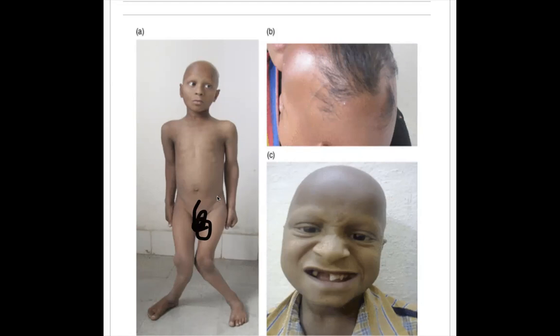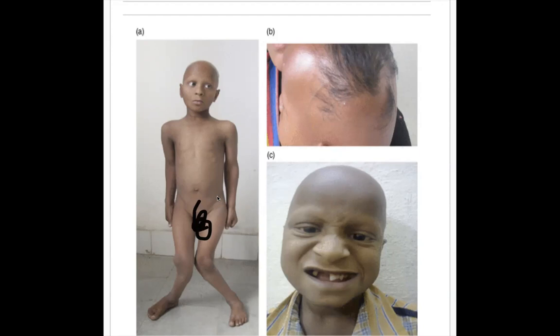What do you see in the vitamin D level in these patients? Vitamin D levels may be high because it is the defect in the receptor level where it is not working, so it should be high. So what treatment will you give?